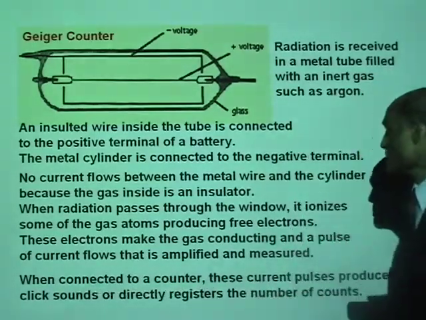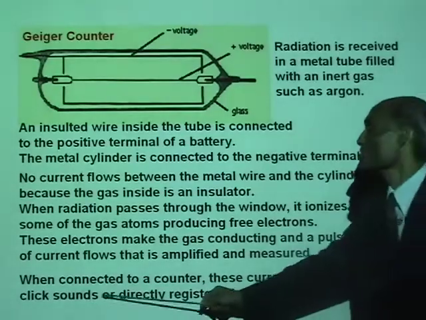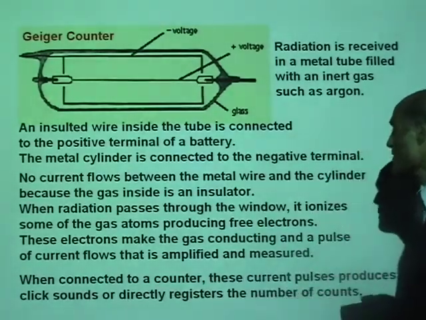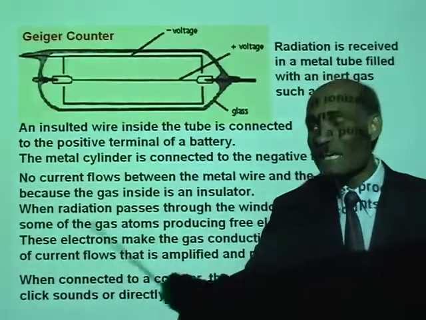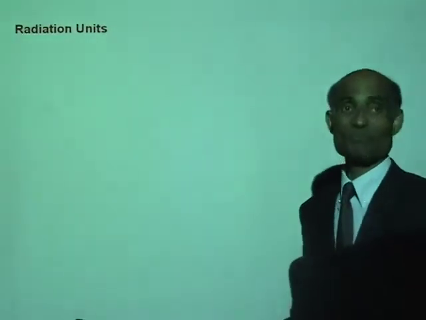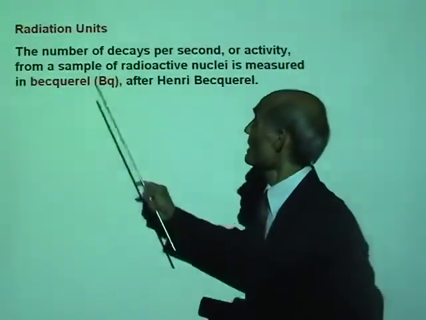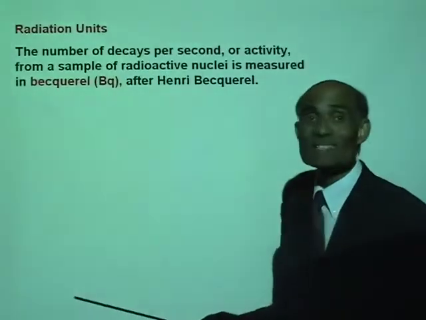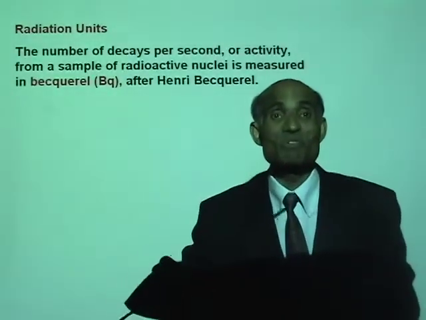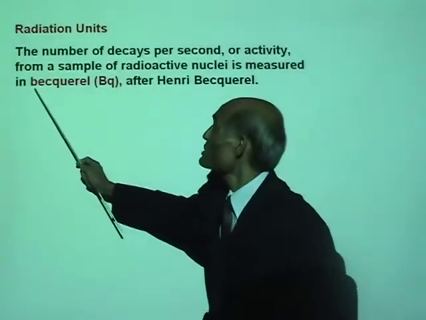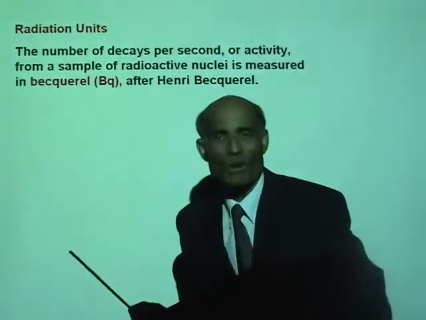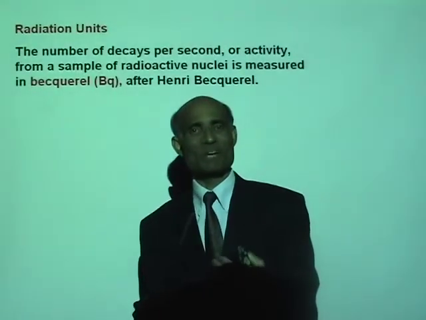When connected to a counter, these current pulses produce click sounds or directly register the number of counts, or it does both, as in the case of the small counter I showed you. Now, what are some radiation units? What are the units in which we are going to measure radiation? The number of decays per second, or activity, from a sample of radioactive nuclei is measured in a unit called becquerel. That name is familiar to you, is that right?